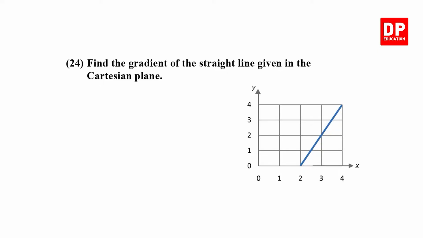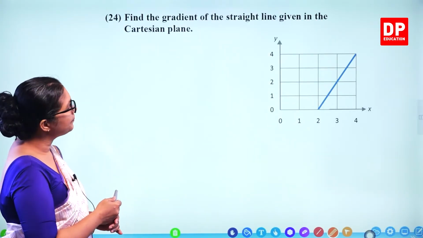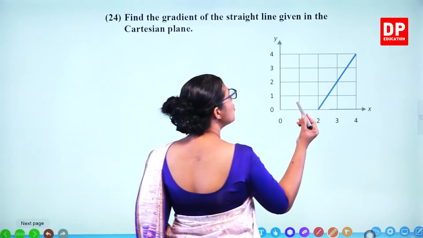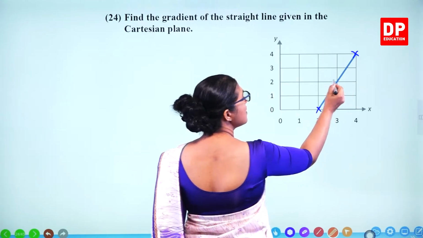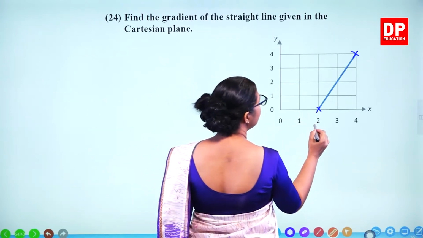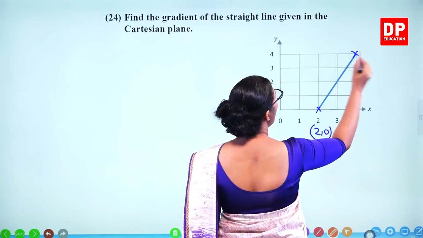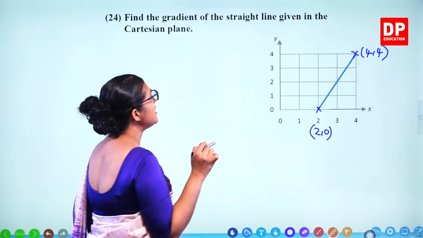Question number 24. Find the gradient of the straight line given in the Cartesian plane. How do you find the gradient? You can take any 2 readable points. I'll take this one and this one. Some can take this one. Any 2 points. So what's this one? 2, 0. This one, 4, 4. So how do you find the gradient?